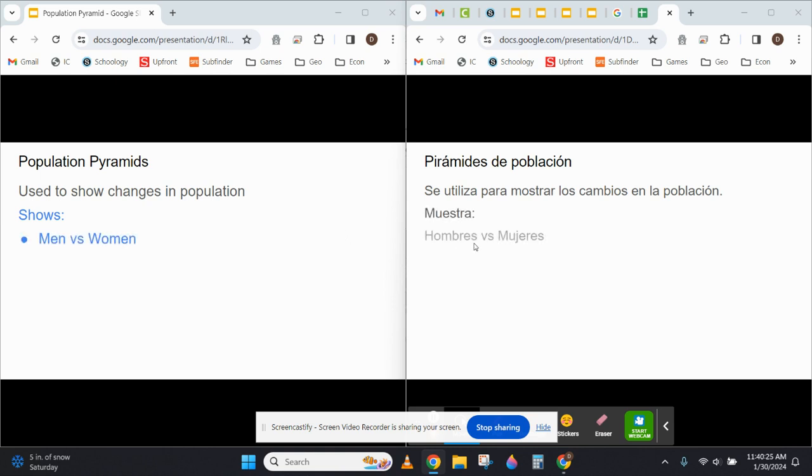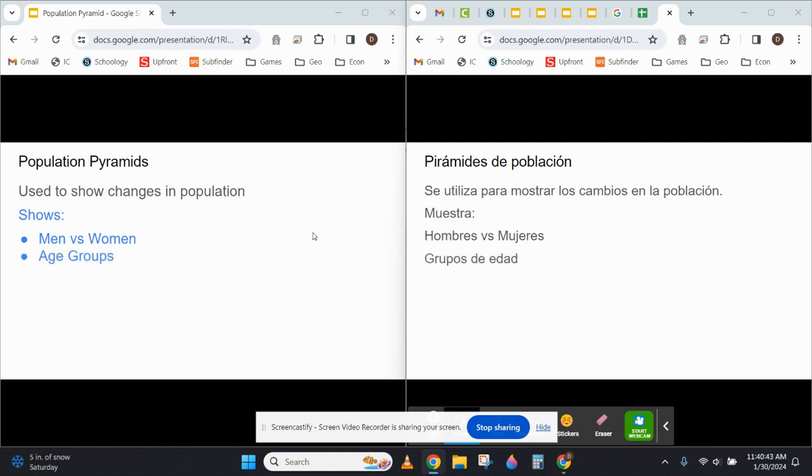So the things on the graph is men versus women. There's not another category for people who are non-binary, and this is related to sex, not gender. So it's the sex you were born with, not the gender that you identify with.